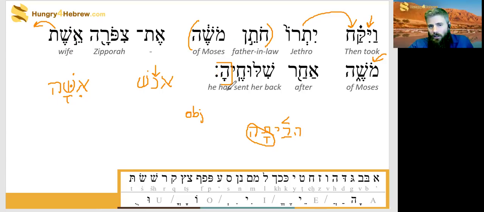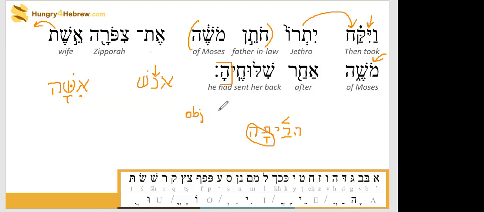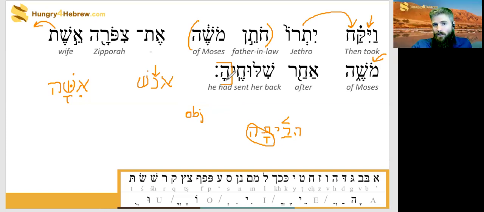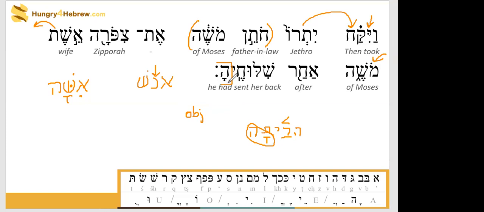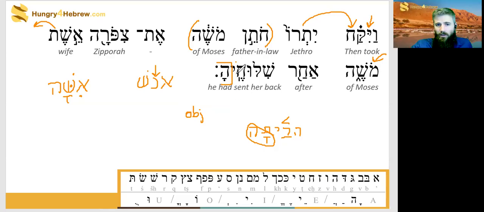All right. So back to the question: is this a pronominal suffix? I hear somebody saying that it's an object. Well, if it was her, wouldn't there be a mapik in the hey? No, because as long as there's a vowel attached to it, it has to be a consonant. Right. Okay, so let's start with this. What's the base form of the word?